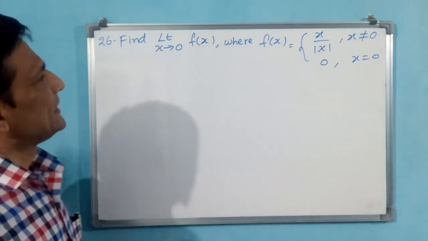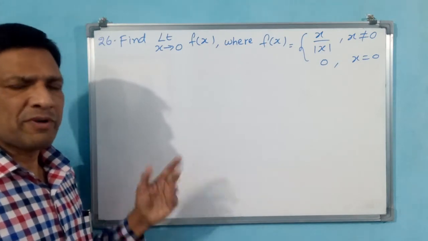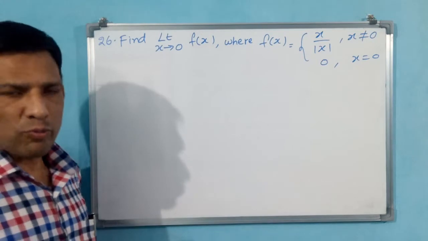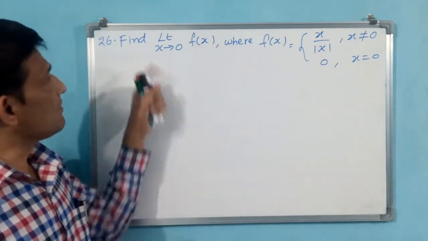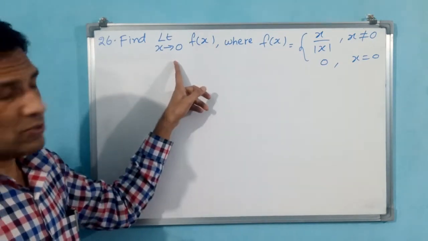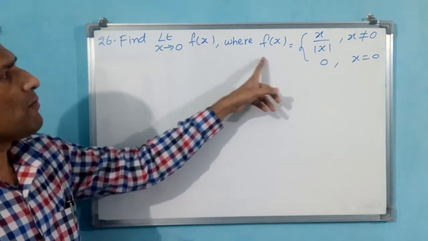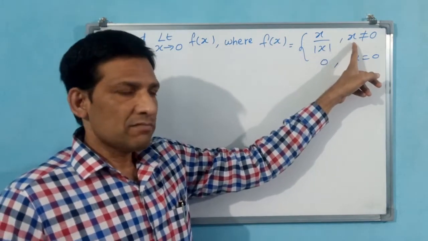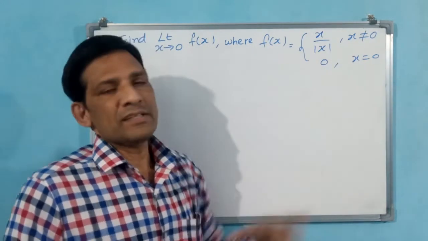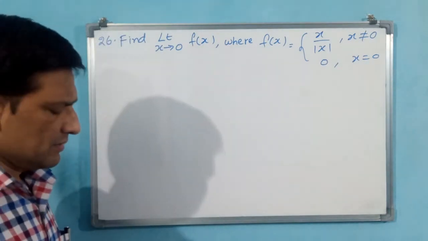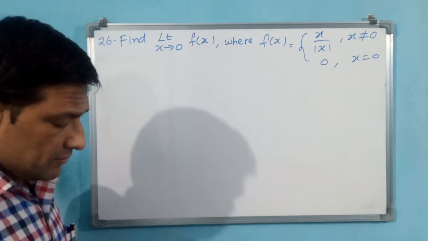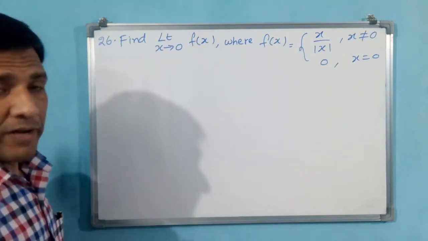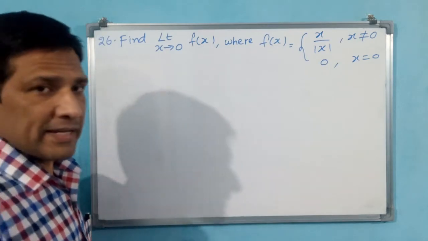Piecewise functions you have to tackle carefully. Let us find. See, earlier also the limit was not existing. Now also the limit will not exist. But even then we have to prove this. What they have asked is to find limit x tends to 0, f of x, where f of x is equal to x by modulus x when x is not equal to 0, and 0 when x is equal to 0, as they have given. Let us see what I am doing now. Left hand limit and right hand limit, both you have to find. Earlier also I have found.